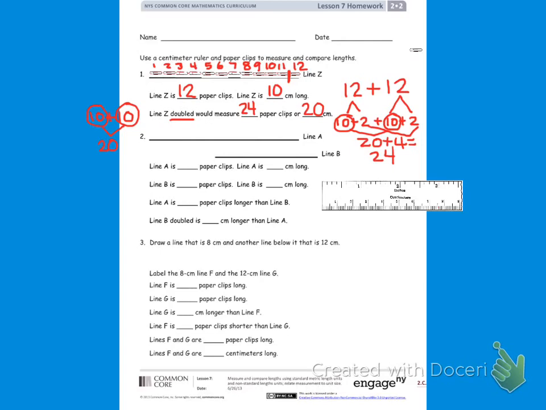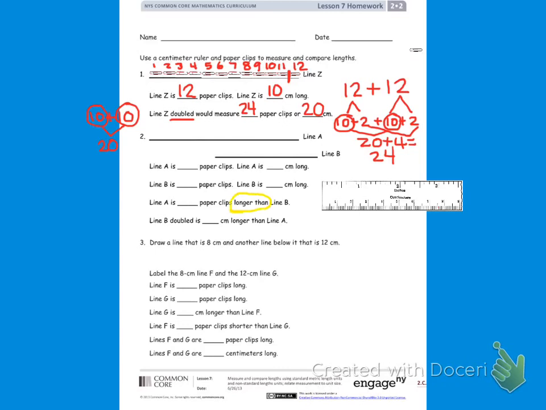For problem 2, you will do the same thing and find out how many paper clips long line A is, as well as how many centimeters long it is. Then you will record the answers on the lines provided. You will do the same thing with line B. As you look down further, the next problem says line A is blank paper clips longer than line B.